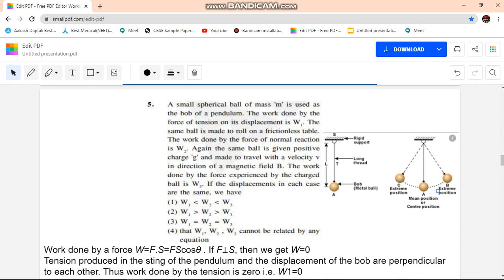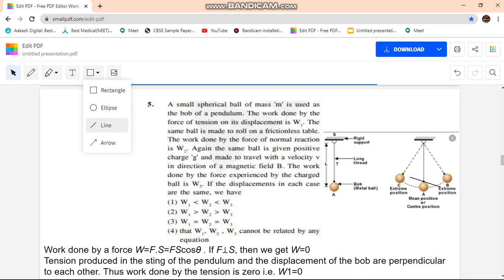This is our third option. And friends, our second option is W1 is greater than W2 and W2 is greater than W3. And the first option is W1 is less than W2 and W2 is less than W3. So we have these three options, and our fourth option is that they cannot be related by any of the equation.